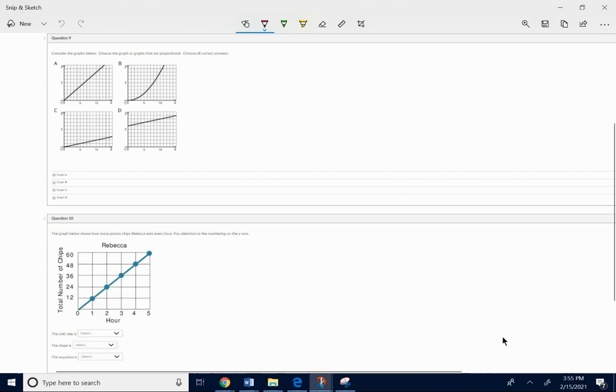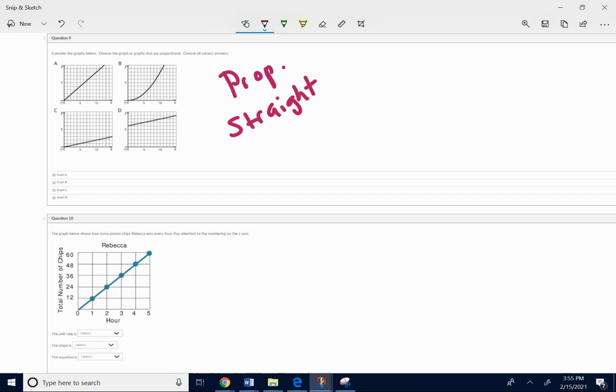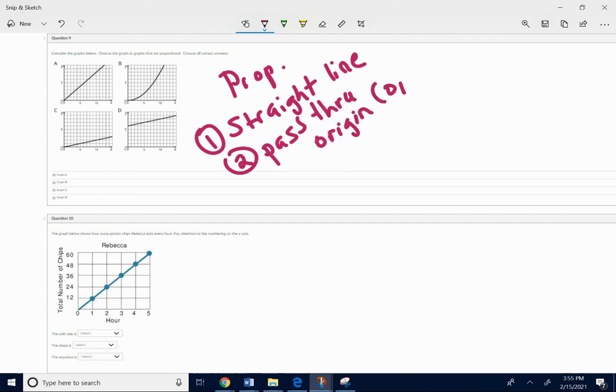Last two problems. Number 9. Which of the graphs are proportional? For a graph to be proportional, it needs to be a straight line, and it has to pass through the origin, 0, 0. So graph A is proportional. It's a straight line that passes through 0, 0.